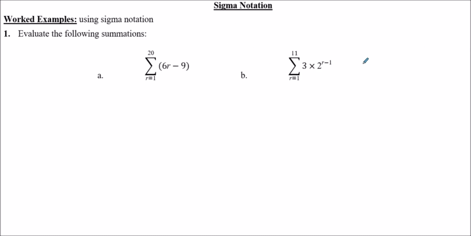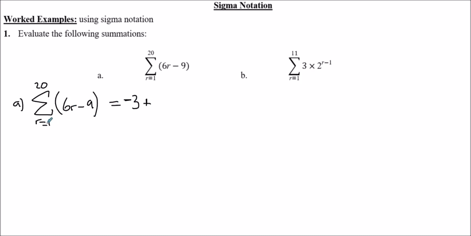So let's try a couple of worked examples. For 1a, evaluate the sum. Like I said, work out the first few in the series. So r equals 1 up to 20 of 6r minus 9. When r is 1, we can have 6 times 1 minus 9, which is minus 3.